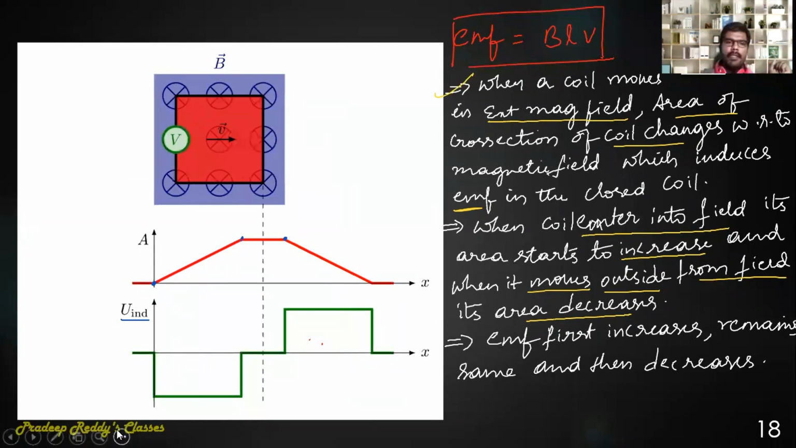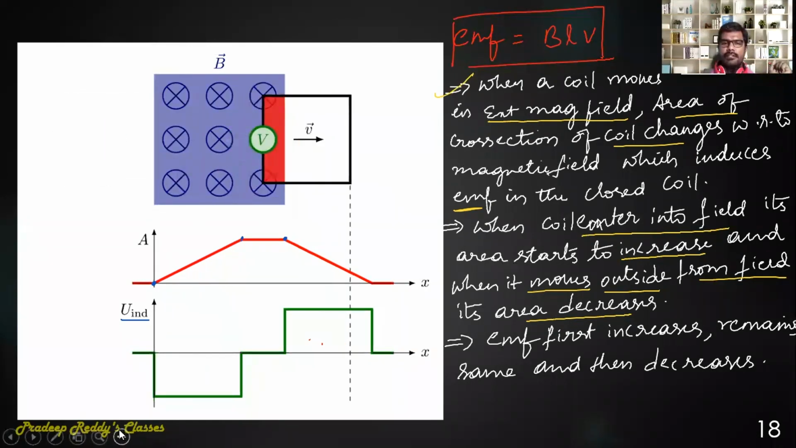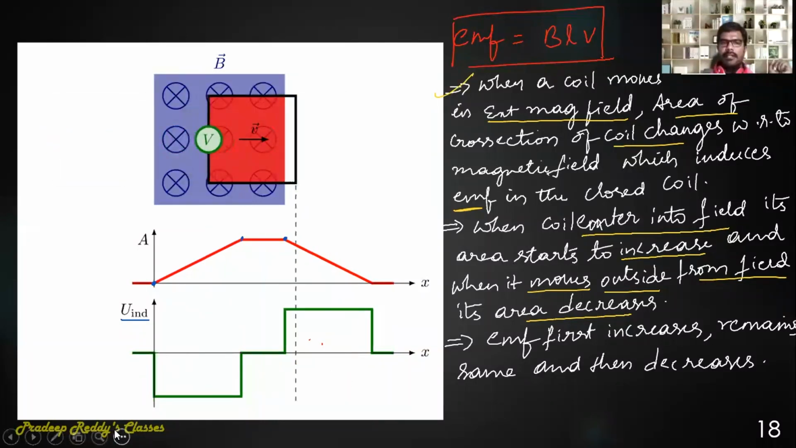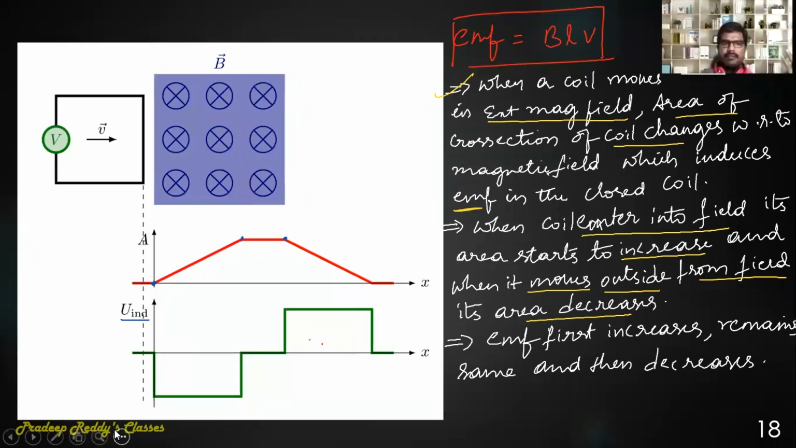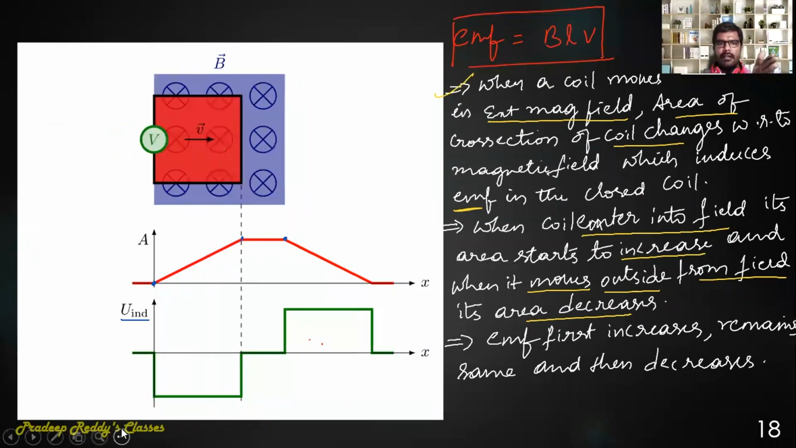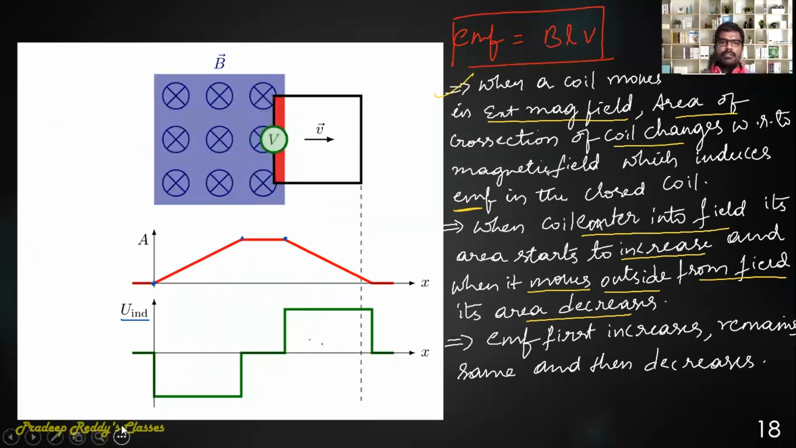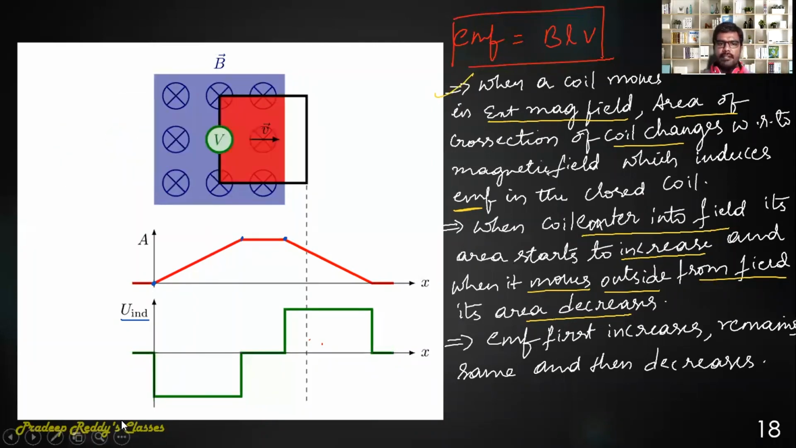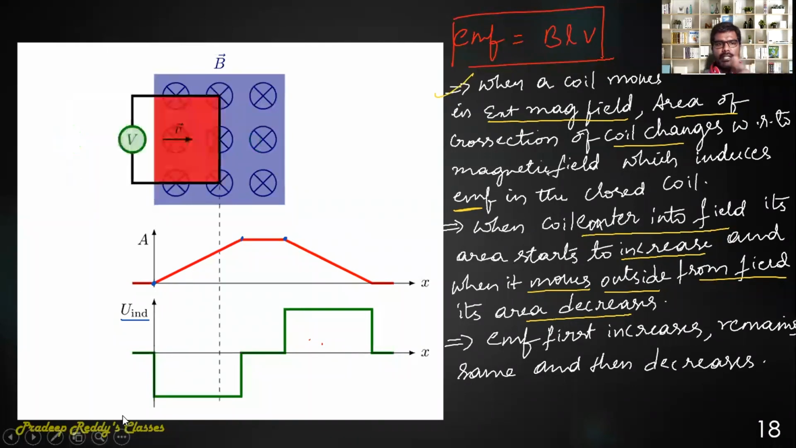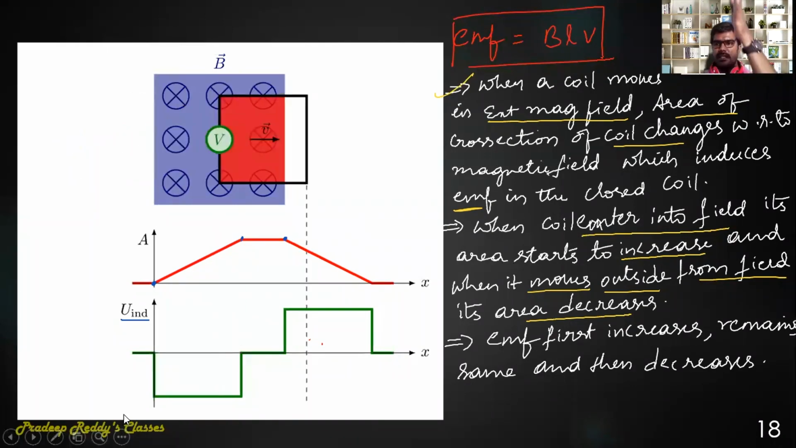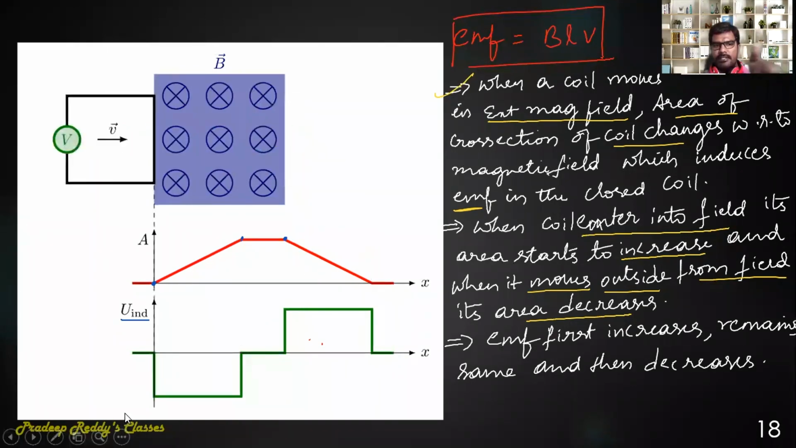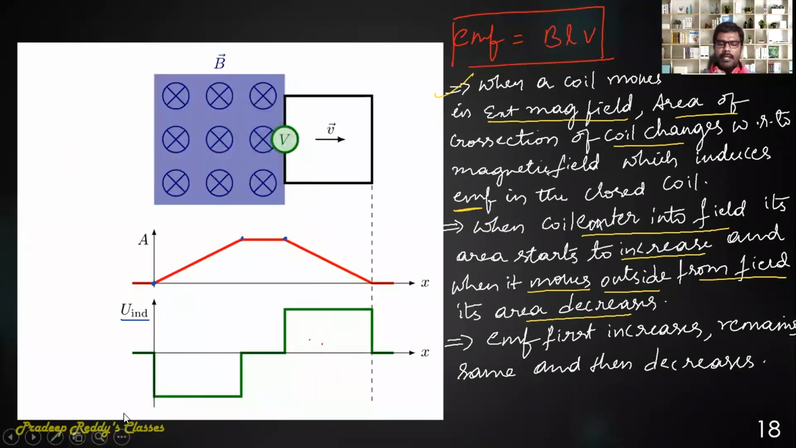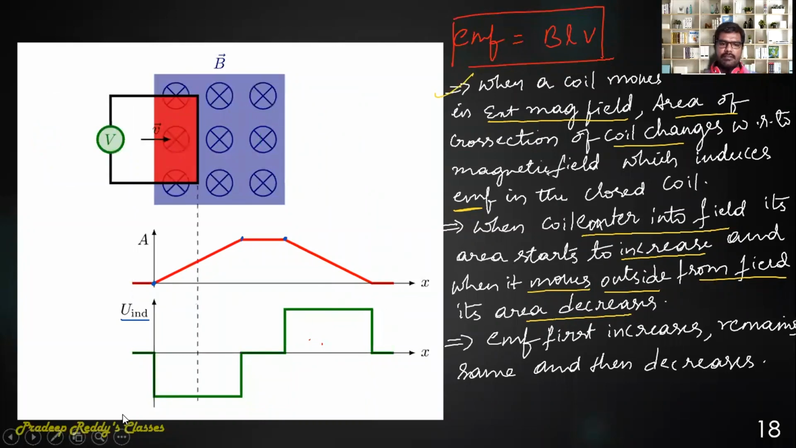Observe now. The area of cross section is going on changing with the coil. When it is entering into the magnetic field, the area increases, the red color portion increases. And when it is coming out, the red color portion decreases. When the red color portion is decreasing, EMF will decrease. When the red color portion is increasing, EMF is increased. Concerned with that vertical line, you can see what is happening in the graph. EMF increases and then remains constant and then decreases.